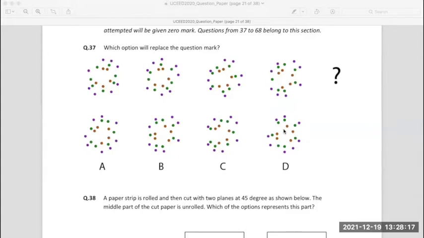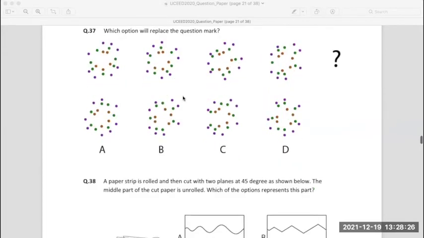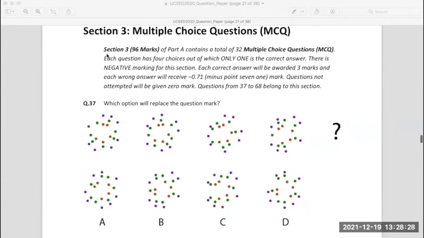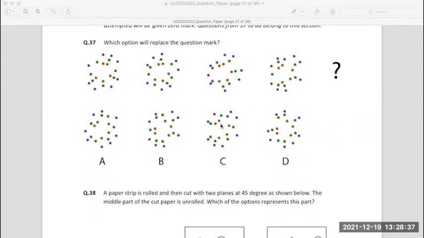Which option will replace the question mark? From now on there's only one correct answer. This is a UCIT paper, where they will have given you how much negative marking there is. This has maximum negative marking, but it has only one answer. So what is given here is which option will replace the question mark. This is in sequence 1, 2, 3, and 4, and we have to find what will happen here.